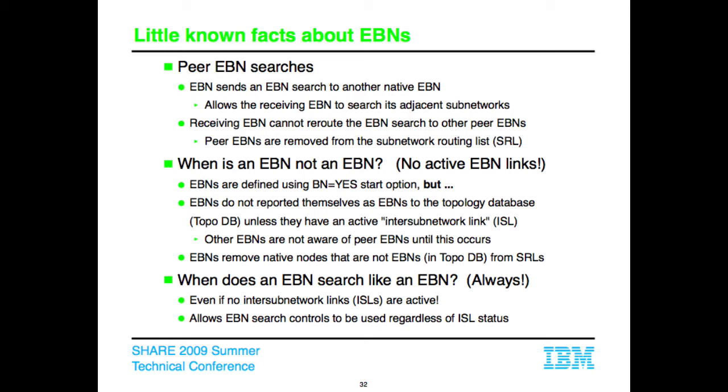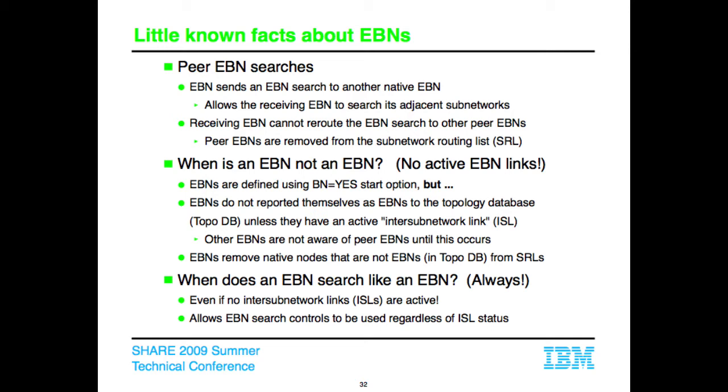If I don't have any active inter-subnetwork links, then I will not receive peer border node searches from other nodes, and that might be the only way that you configured him to search that guy, which is not the right way to do it, which we'll show you later, but there are certainly possibilities. So remember that a border node is not a border node unless he has an inter-subnetwork link.